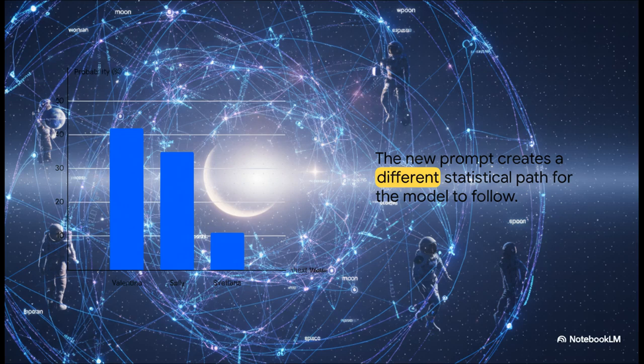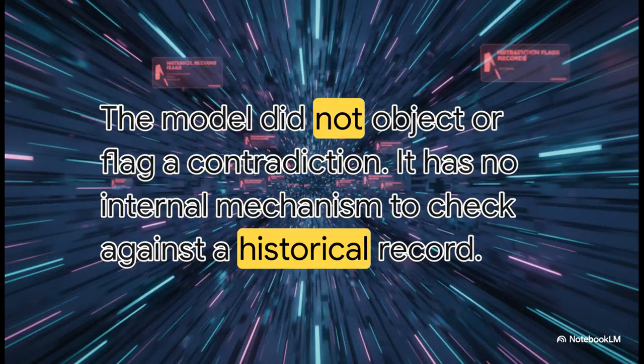The model is now giving high probabilities to the names of famous female astronauts. Why? Because in its training data, those names are statistically connected to words like woman and moon or space. It's just continuing down the new path we gave it. This moment right here perfectly shows the core mechanism. The model didn't stop. It didn't object or flag some kind of contradiction.